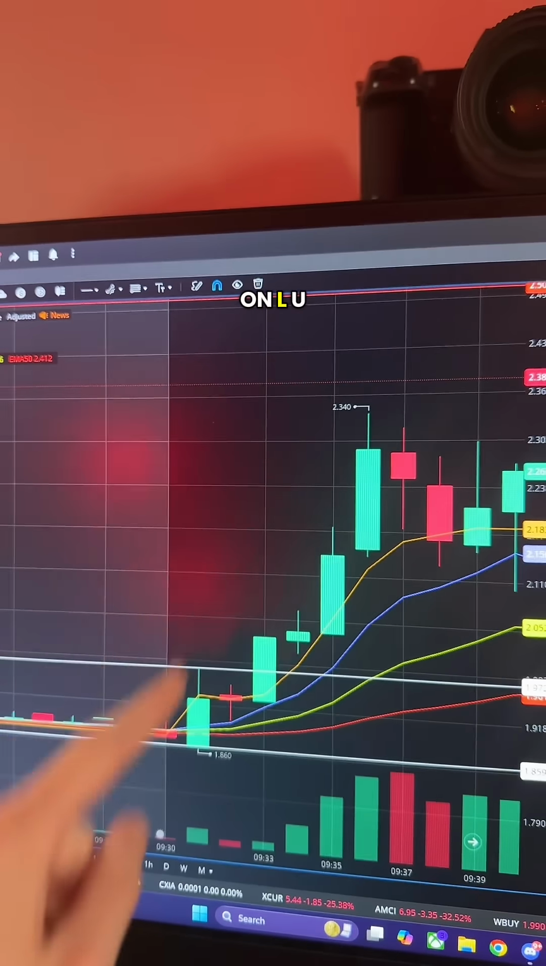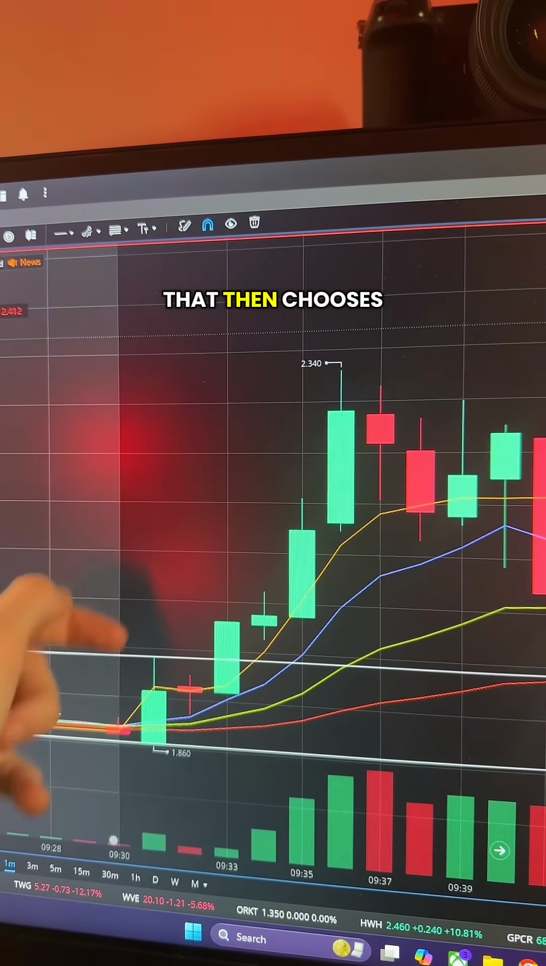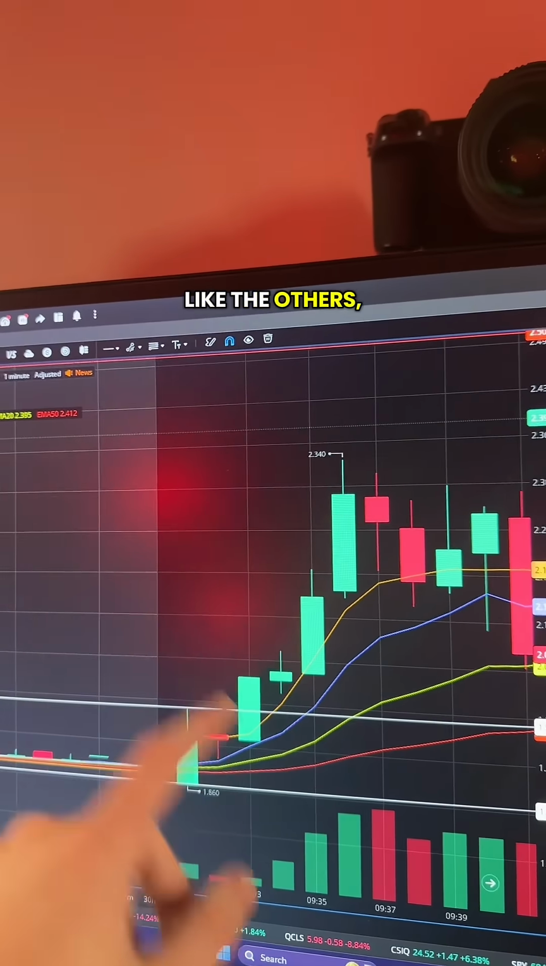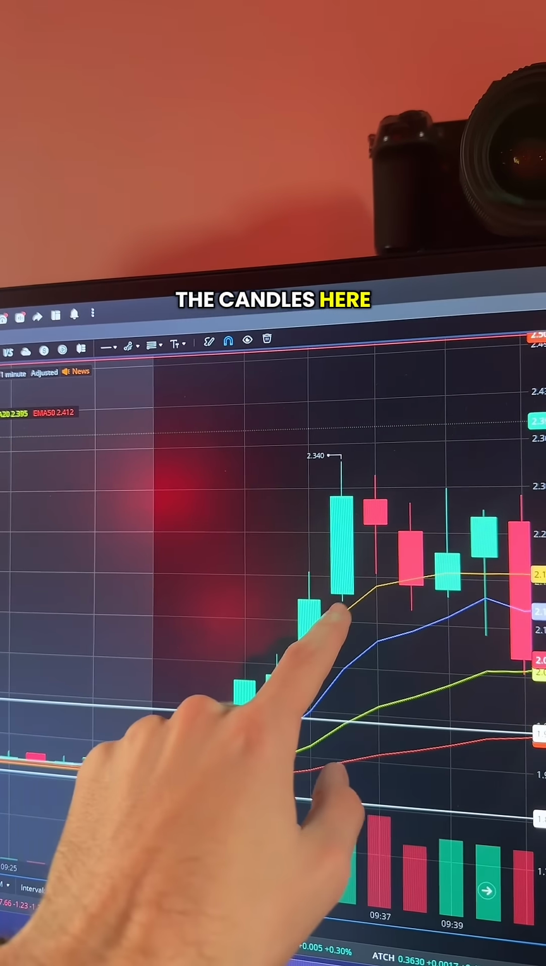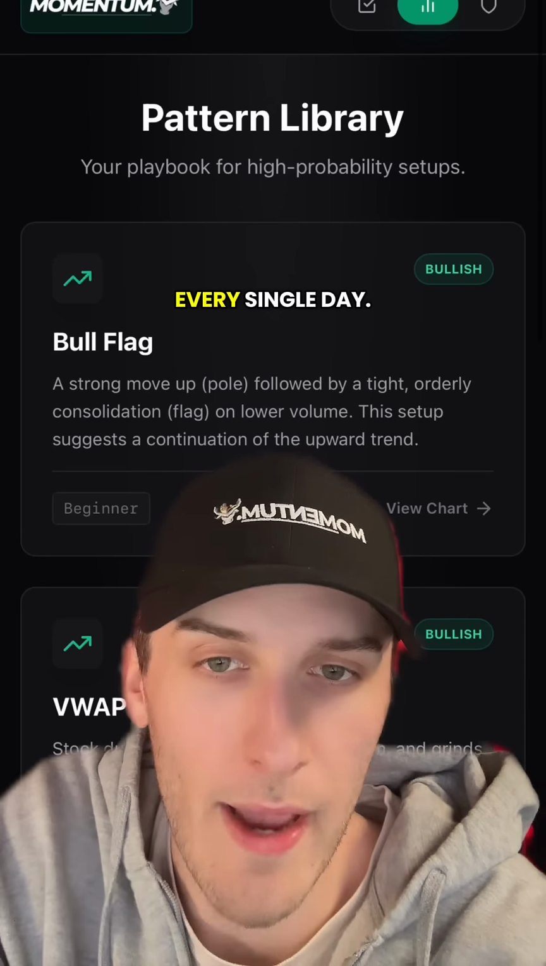For example, here on LUNG, you have this opening range put in here. Look at this consolidation after market open that then chooses the upside direction. Stop loss goes again at the bottom of the breakout candle. And then just like the others, the stop loss trails the 1-minute low of the candles here as price moves higher.